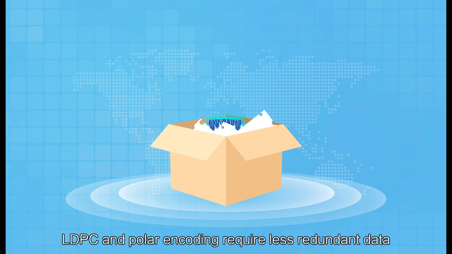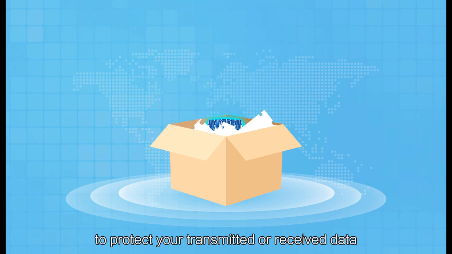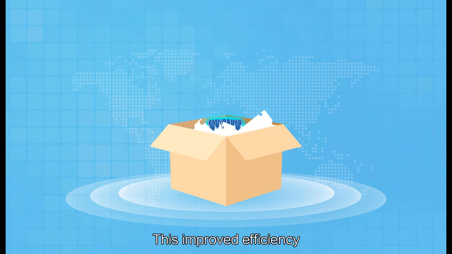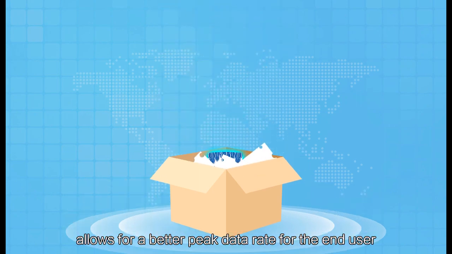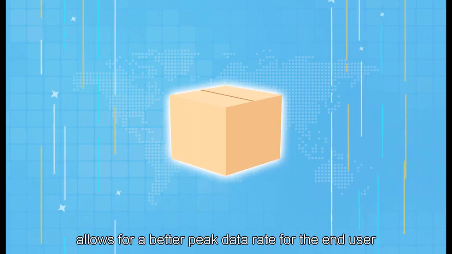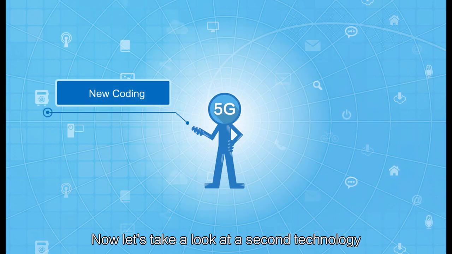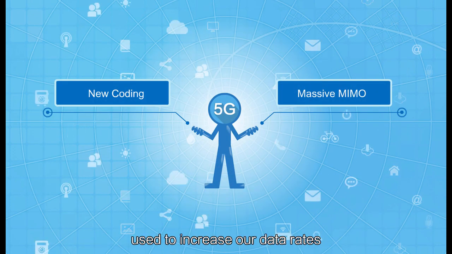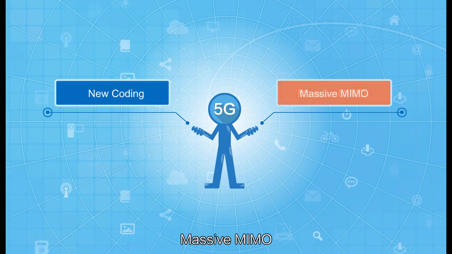LDPC and polar encoding require less redundant data to protect your transmitted or received data. This improved efficiency allows for a better peak data rate for the end user. Now, let's take a look at a second technology used to increase our data rates: Massive MIMO.